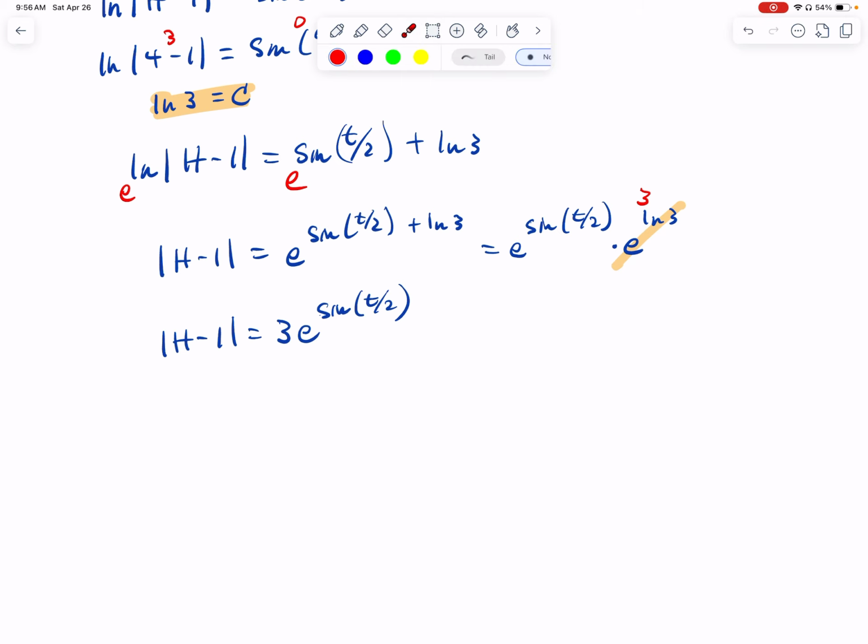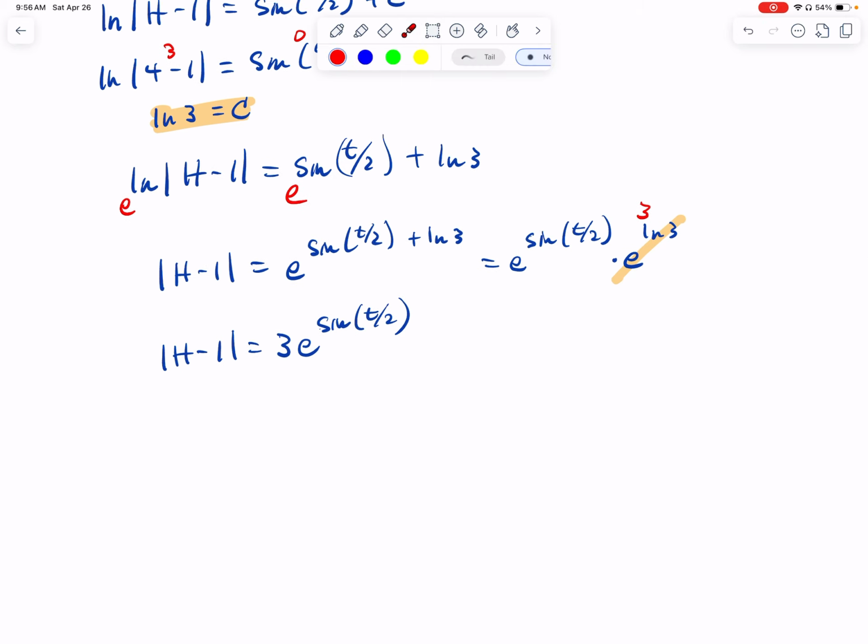So usually what you've got to do is get rid of these absolute value symbols and then go, oh, this is either a plus or a minus. But guess what? I don't have to do that in this case because, as we talked about in a couple other sections, at some point in this FRQ, they said that h is always greater than 1. And since h is greater than 1, that means that this is already positive and the absolute value does absolutely nothing. So I can rewrite it without it as h minus 1 is equal to 3e to the sine t over 2.